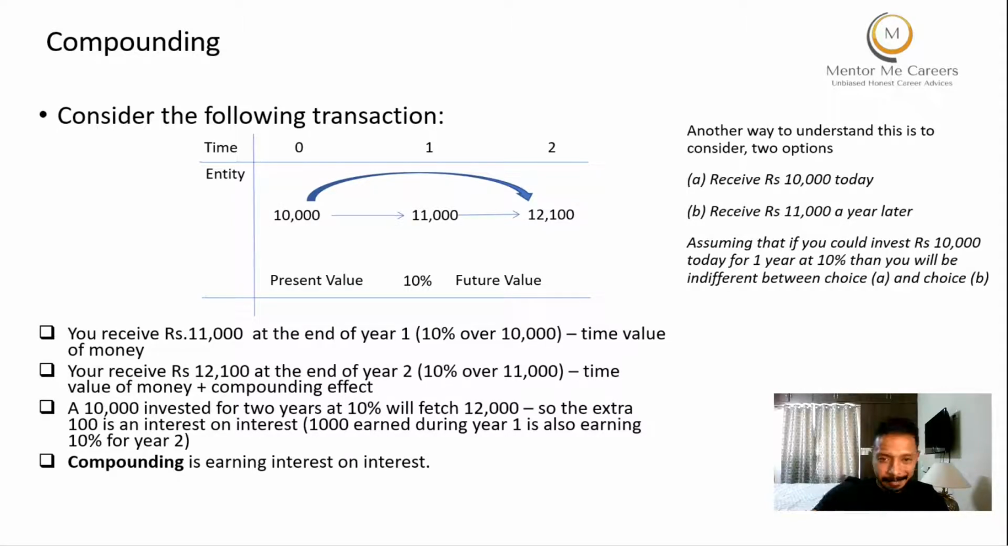So there must be some rate, or some percentage, by which that 10,000 rupees is increasing, because of which it is becoming 12,100, right? There are some examples given here. For example, if you receive 11,000 at the end of year 1, that means 10,000 has increased by 10%. That means 10,000 into 10%, which is 1,000, plus the 10,000 which you already have, makes it 11,000. So that's time value of money. And in the next period, 12,100 at the end of time period 2 is 10% over 11,000, which is 1,100, plus the 11,000, which makes it 12,100. So that's the effect of compounding which is being explained in this slide.